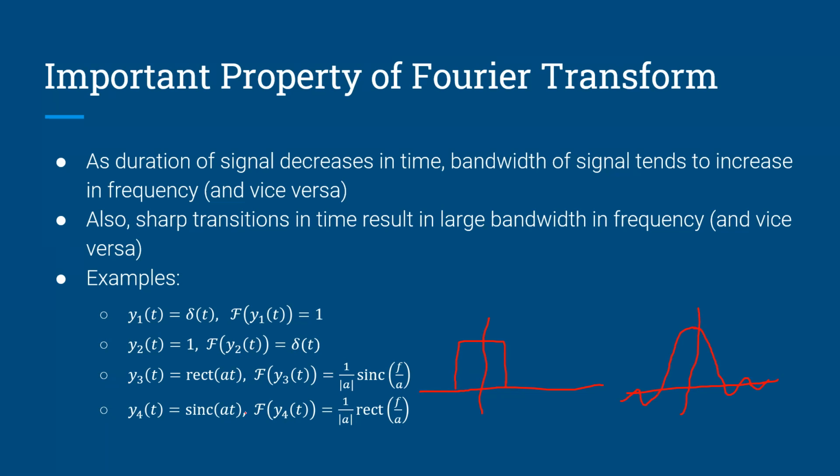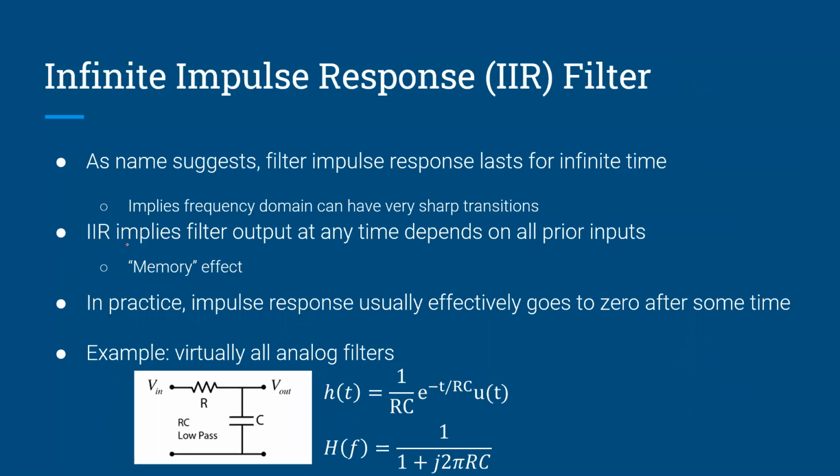right? And I added the scaling factor here, a, so at. And so as I increase a, I'm making the rect pulse shorter. And in doing so, I'm making the sinc wider. So the same thing we had with the delta function, we have with the rectangular and the sinc function. Shorter duration means larger bandwidth, and larger bandwidth means shorter duration. So that's that. Any questions so far?